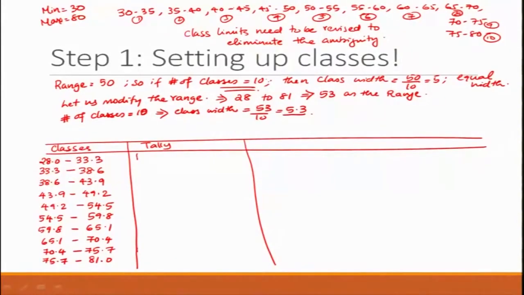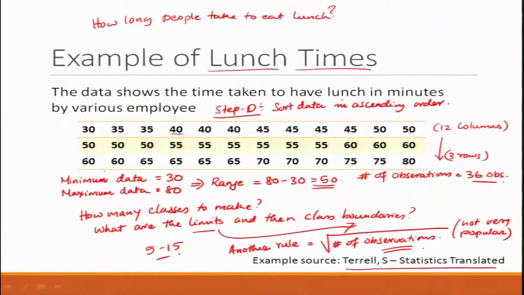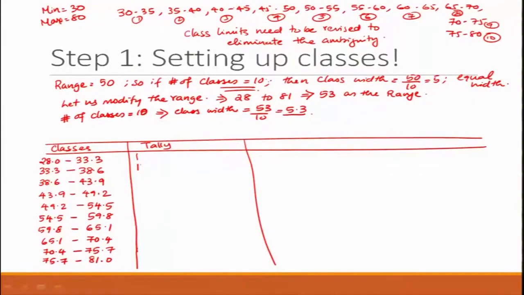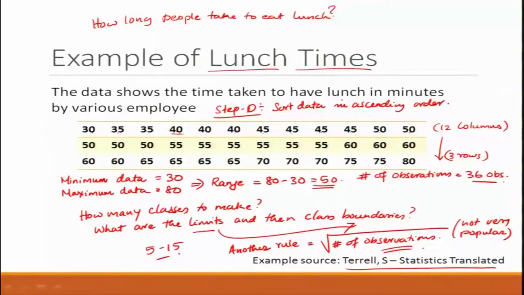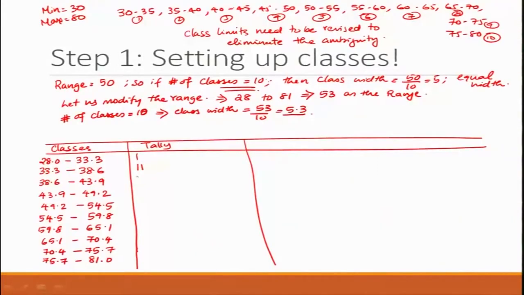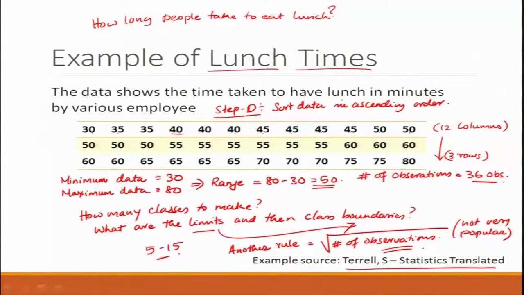From 33.33 to 38.6, how many data values are there? So, that is 35, two 35s are there, 40 is outside the range. There is no ambiguity in that. So, we basically say 2. Then 38.6 to 43.9, if we go back, we will have 3 40s between that value. So, we go here and write 1, 2, 3.